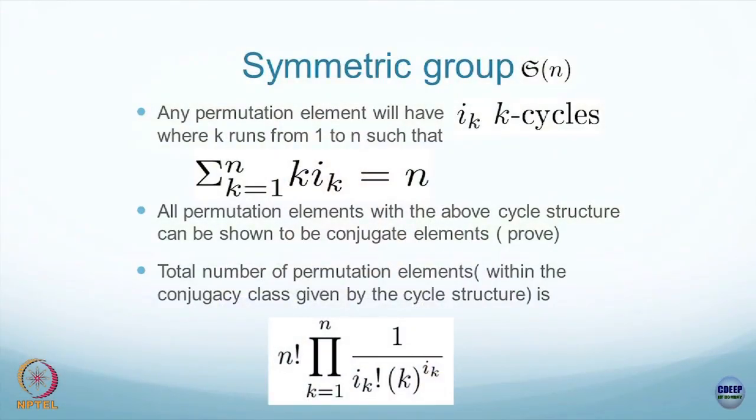So, that is what I have shown here. Any permutation element will have Ik k-cycles, where k runs from 1 to n, such that this constraint is satisfied. All permutation elements with the above cycle structure can be shown to be conjugate elements. So, if you see here, this element, this element, this element, all of them have I1 equal to 1 and I2 equal to 1, right. I am sure you would have checked at some point that pi 2, pi 3 and pi 4 are conjugate to each other.